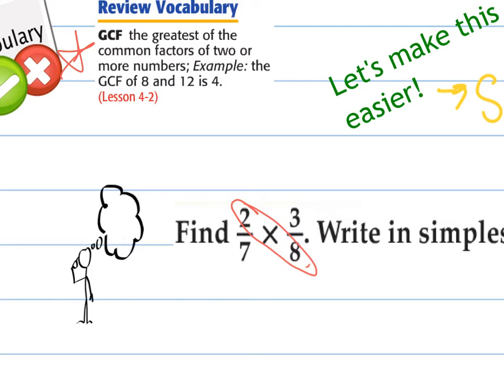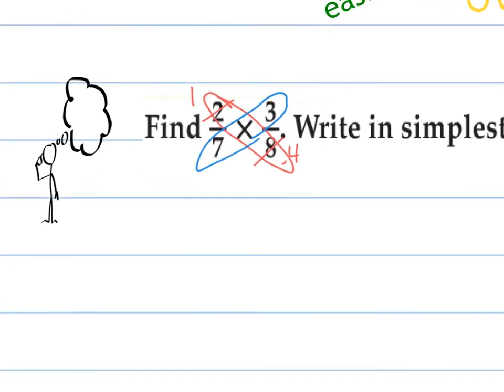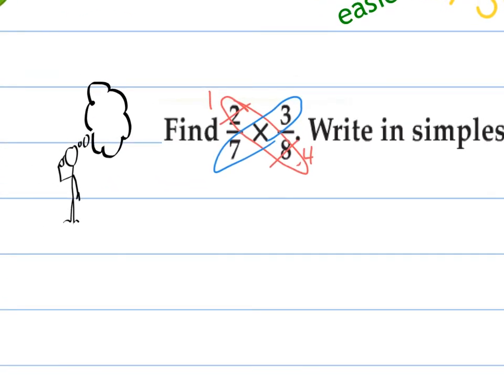And I know the greatest common factor of 2 and 8 is 2. So I'm going to divide both of these by 2. 2 divided by 2 is 1, and 8 divided by 2 is 4. So I'm going to cross them out and think of them now as 1 and 4. Then I go to the other diagonals, 3 and 7. The only thing that they can both be divided by is 1, so we can't simplify those at all.